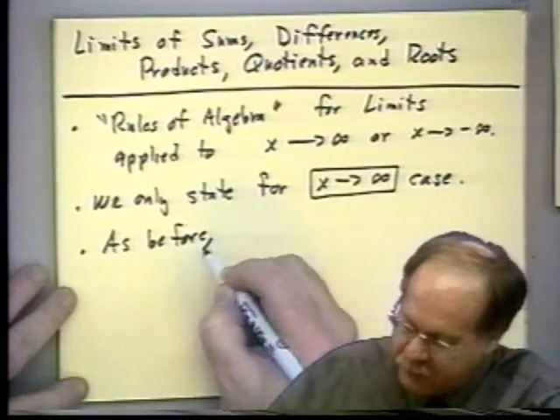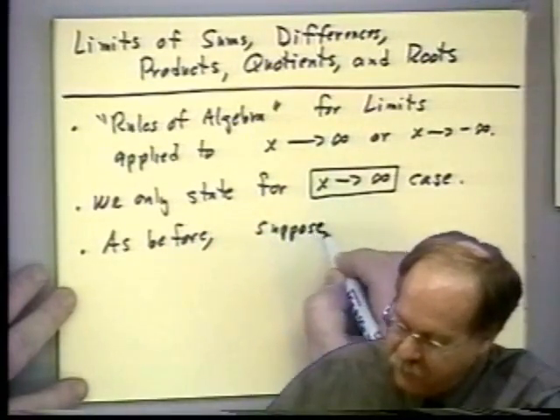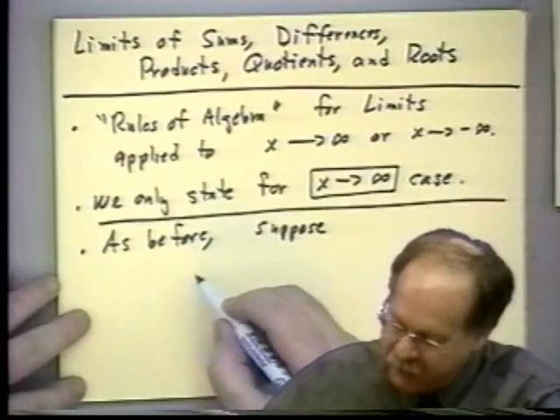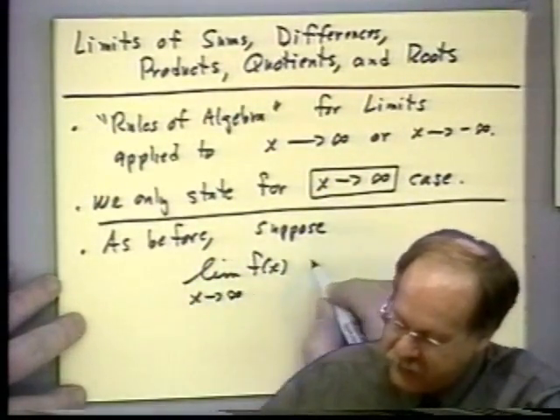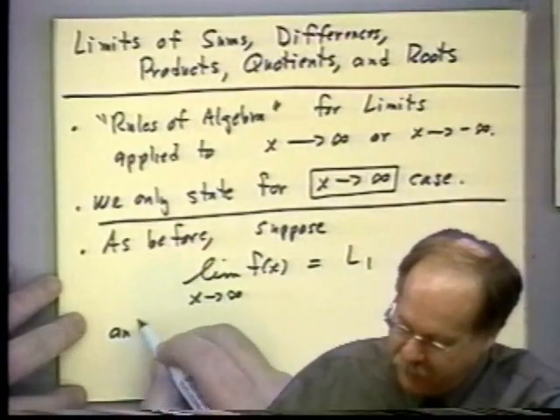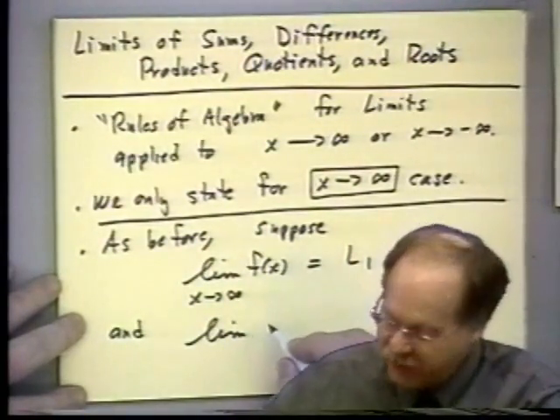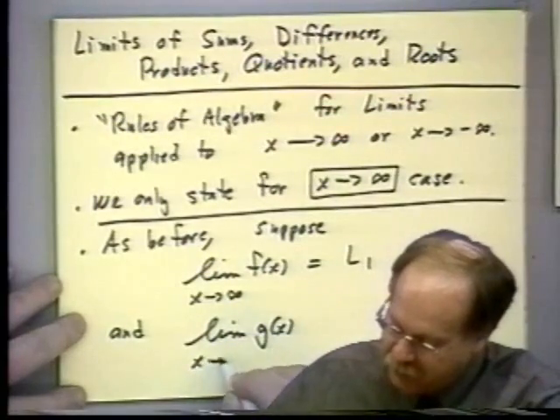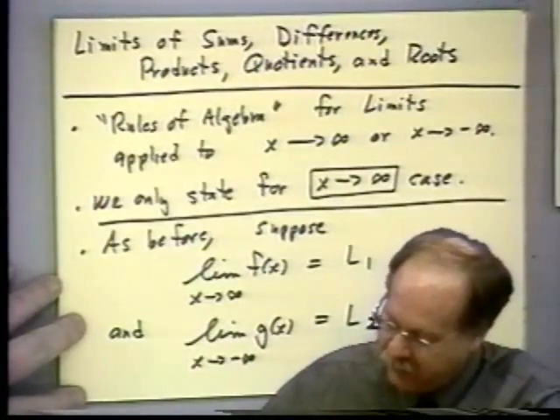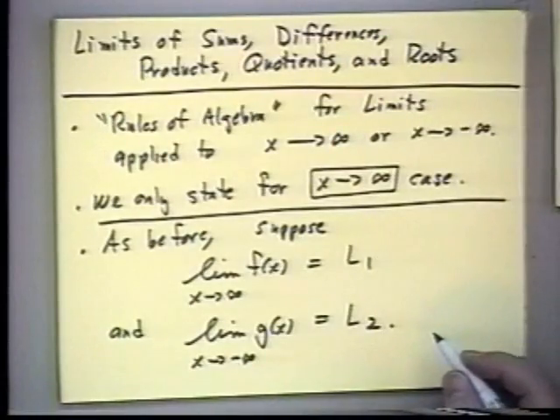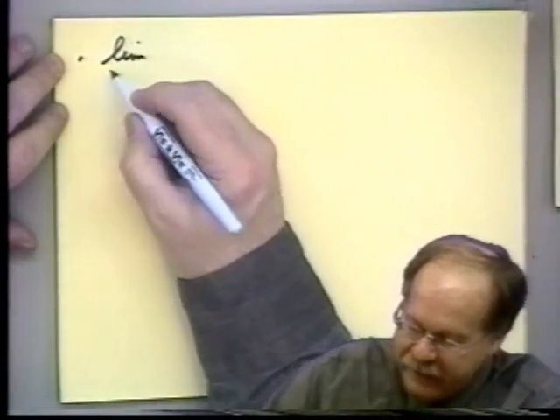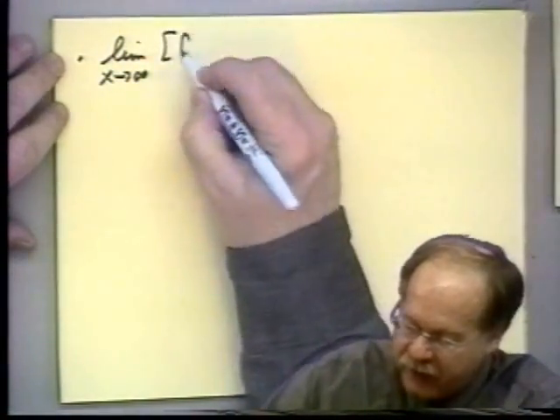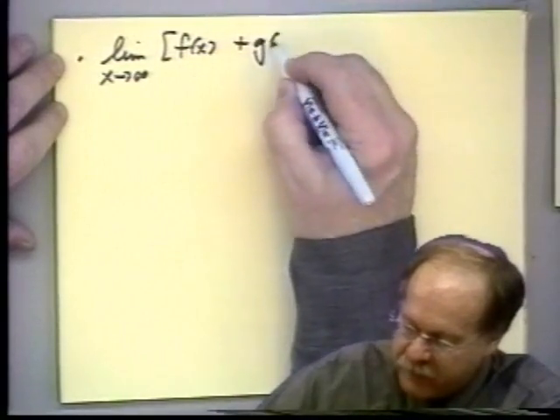And as before, we will suppose that what we have are given two limits. The limit of f of x as x approaches infinity, we'll call that L1. And the limit of g of x as x approaches minus infinity, we will call L2. And that will give us a reference as we do these rules. So we'll do them in order. First, we'll say what is the limit as x approaches infinity of the sum of these two functions.